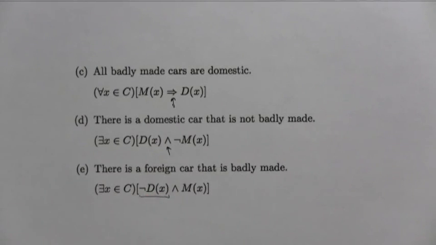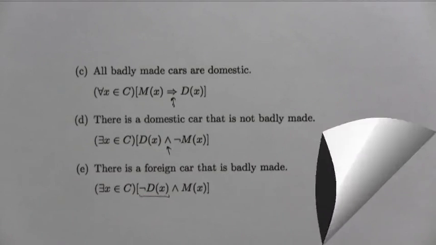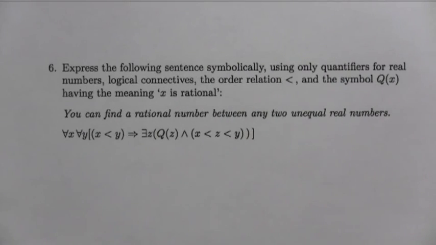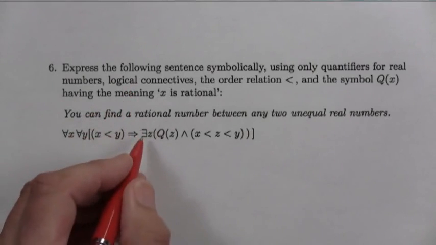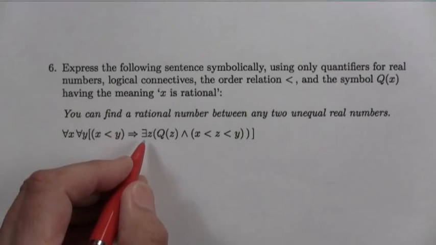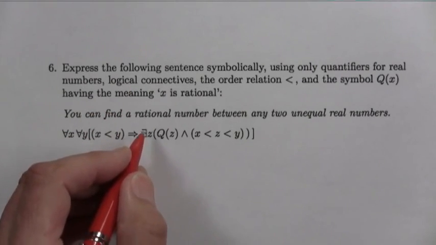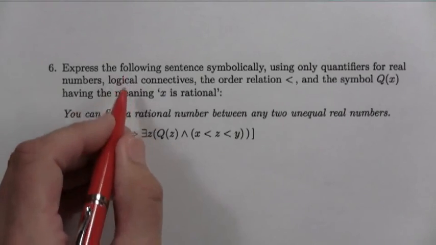Alrighty. Well, that takes care of the foreign cars. Let's move on to question 6. Question 6 is about the same kind of things we've already been looking at in some of the earlier ones, namely whether things are rationals and whether they're ordered in a certain way, whether they're biggest rationals or whatever. But we've got a different set of restrictions.